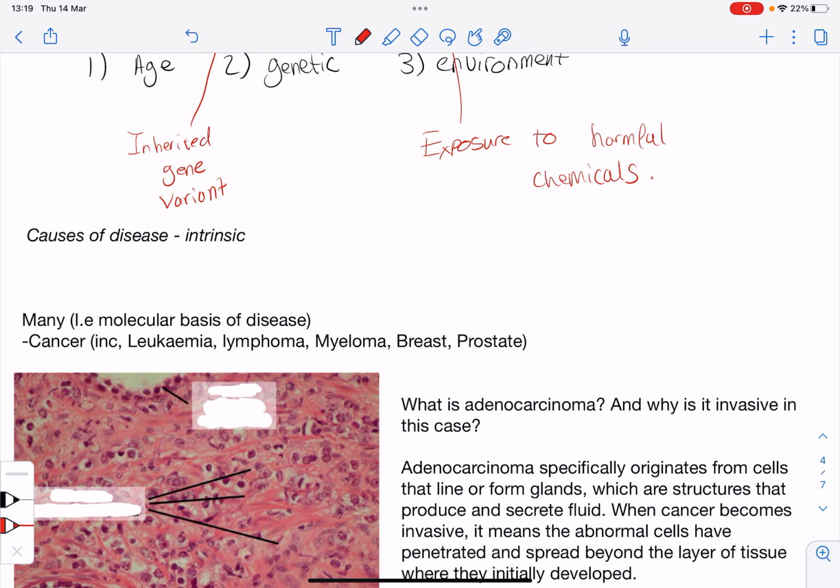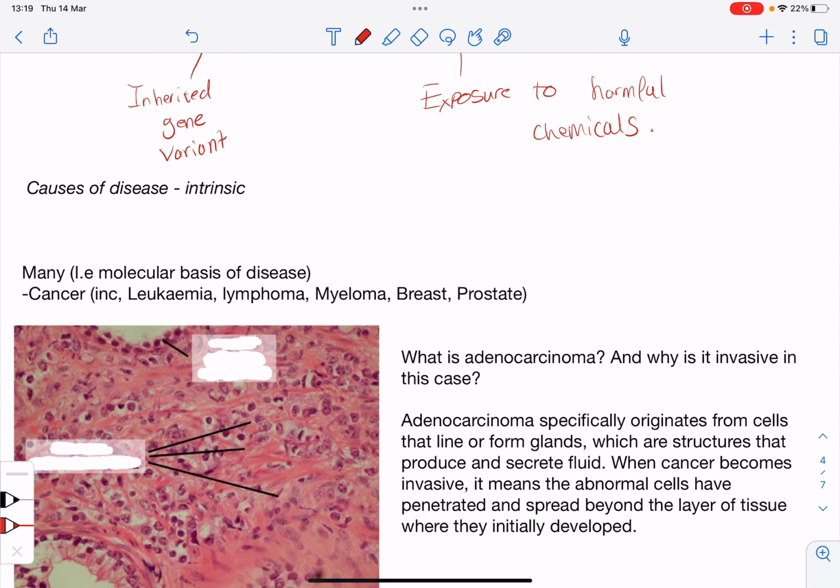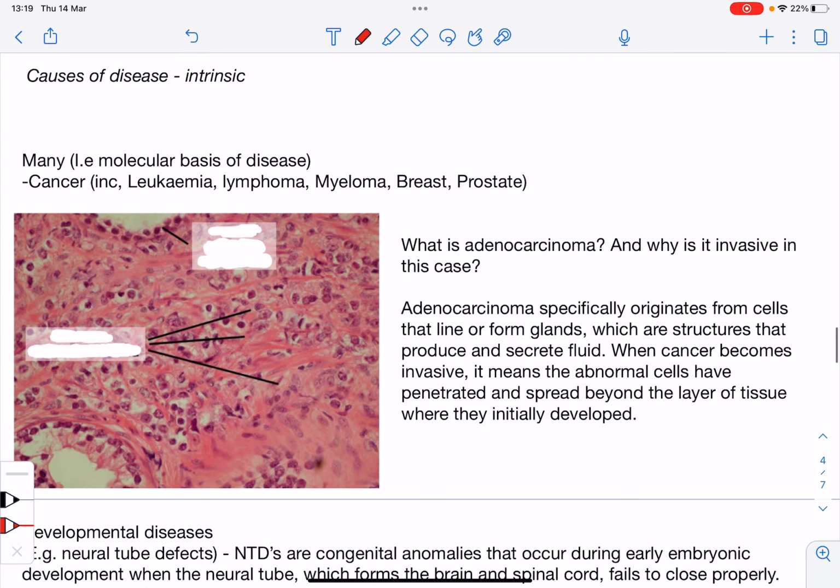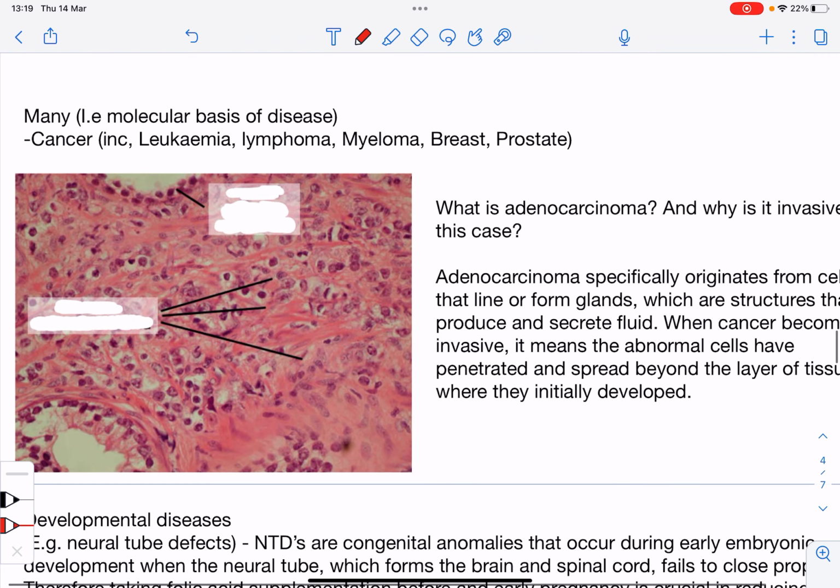So causes of disease in this module. Well, now we're turning into causes of disease, specifically intrinsic. So many, i.e. molecular basis of disease, such as cancer. Examples are leukemia, lymphoma, myeloma, and breast and prostate.